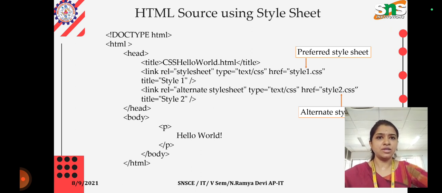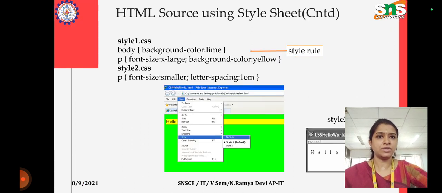So we have an HTML document in which HTML is your root element, and the HTML document is divided into two parts, head and then the body part. So in the head we have added the HTML element called link, in which we have called our style1.css and style2.css, which is a CSS file in which only the style elements have been written for the HTML documents.